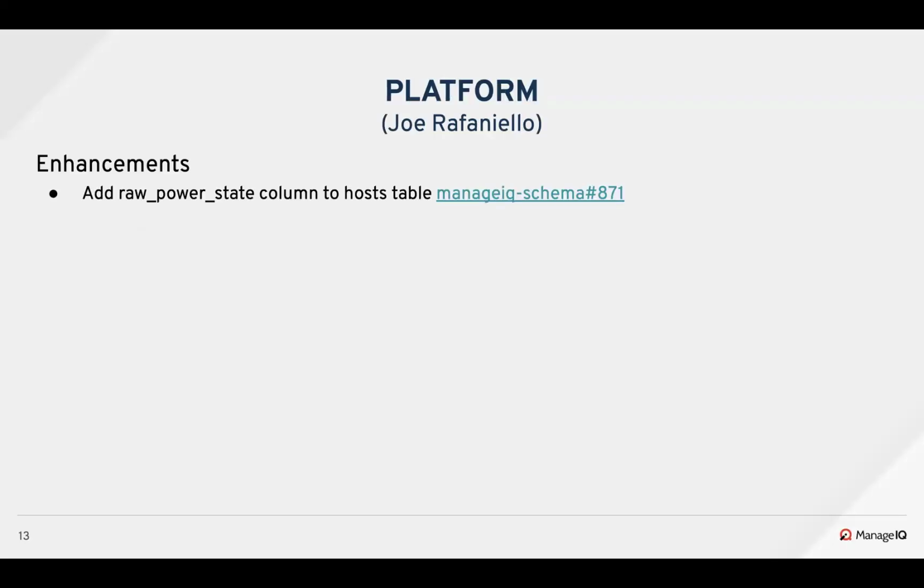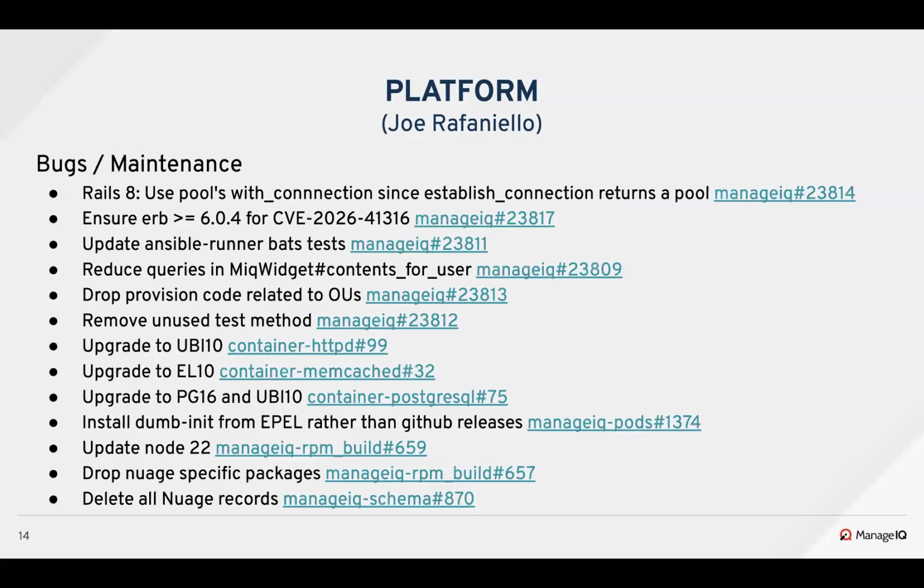Thanks, Adam. For platform enhancements this sprint, a community user added a raw power state column to the host table in Schema. Next slide. For bugs and maintenance this sprint, in core, I fixed a Rails 8 compatibility issue by using the connection pool's with_connection method, since establish connection returns a pool, which no longer responds to connection. Next, Jason ensured ERB is at least version 604 for a CVE.